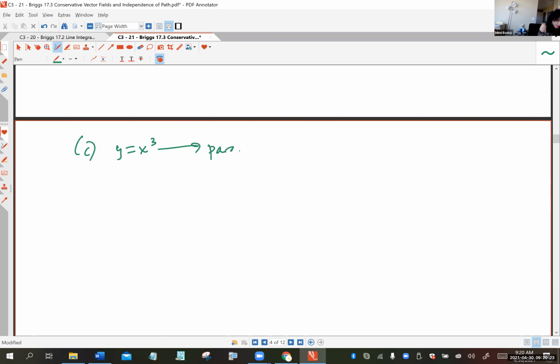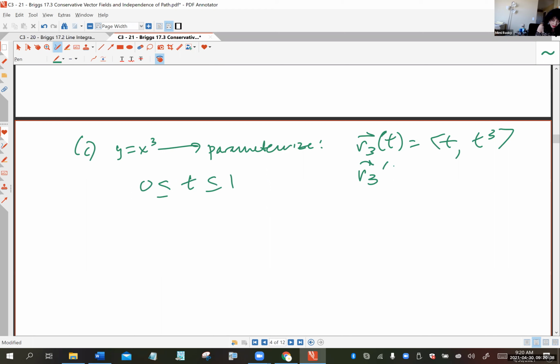So when I parameterize, I get r, I'll call this r3 of t. This is a function of x, so just let x be t, and then y is just t cubed. And t will also go from 0 to 1. That'll work. R3 prime, the derivative of t is 1. Derivative of t cubed is 3t squared.